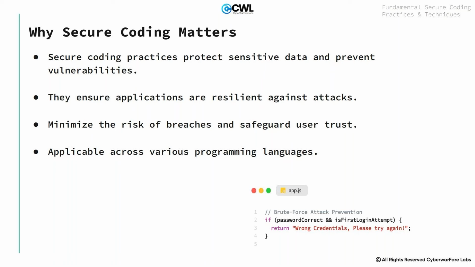They have some kind of defensive mechanisms. The applications are not completely insecure. They have some kind of defense against attacks. So that is one of the reasons why secure coding matters. We can also minimize the risk of breaches, and safeguard user trust.